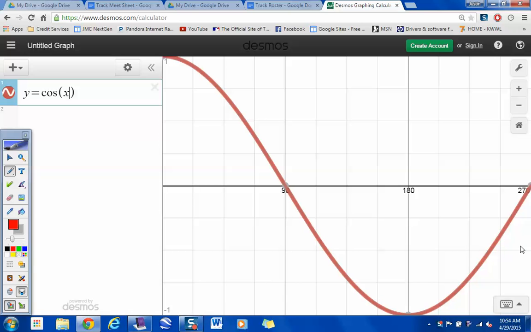Okay, so you've graphed part of the graph. You're just basically saying, here's my parameters. I want to start at 0 degrees. At 0 degrees, what's the sine value, or I'm sorry, cosine value, guys? 1. Okay.